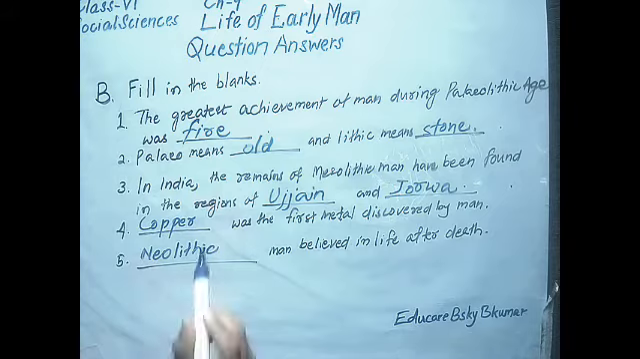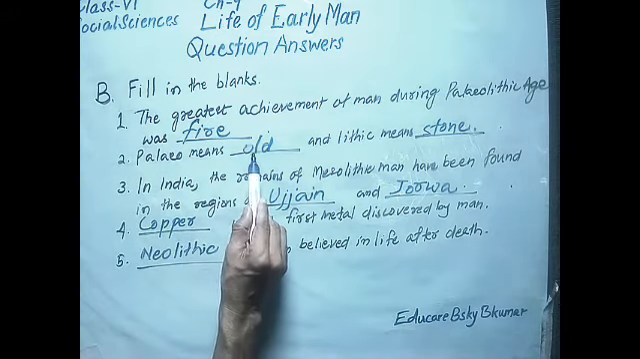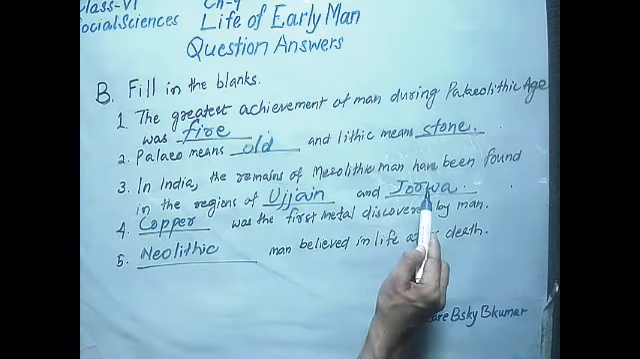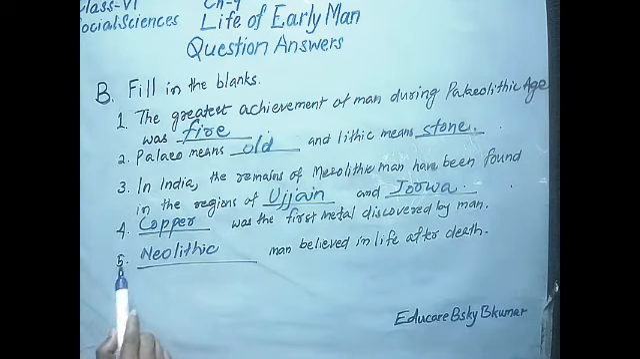So the first one is fire, second wood and stone, third one is Ujjain and Jorwa, fourth copper, 5 Neolithic. Okay.